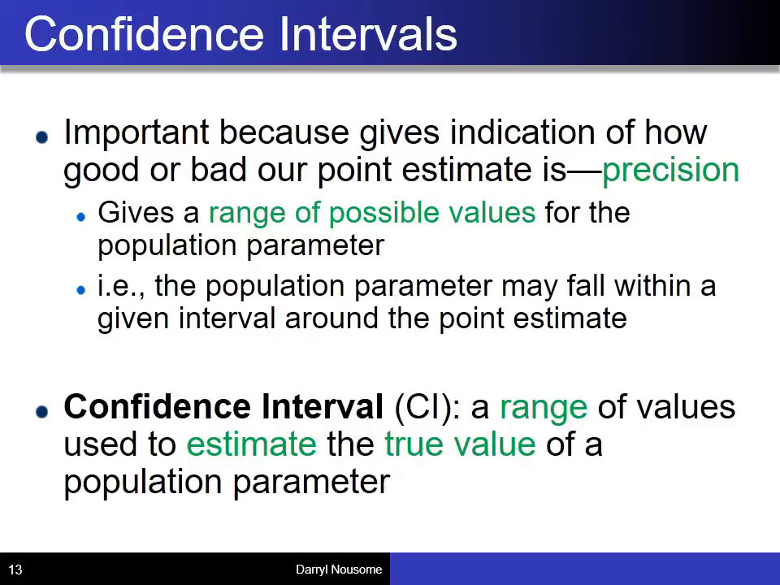Remember, we said that the point estimate is just the one value that we've collected from our sample, and that should estimate the true population parameter. Our confidence interval is a range of values around that point estimate that tells us where the true population parameter may be. So, to define this in a term that you should remember, it's the range of values used to estimate the true value of the population parameter. We'll get to that more specifically in a couple of slides.